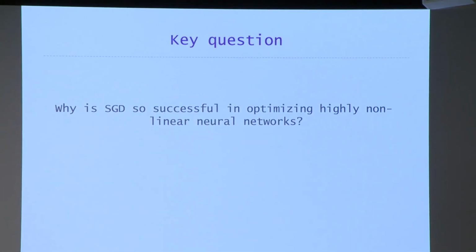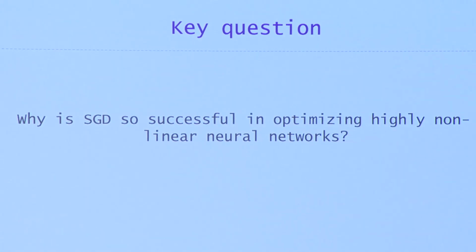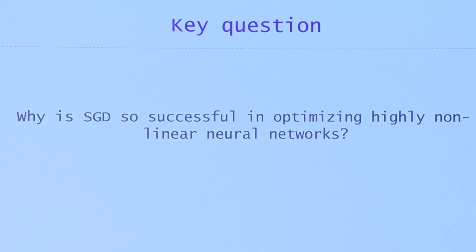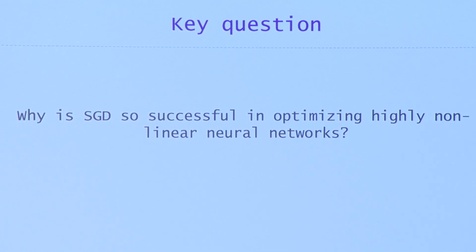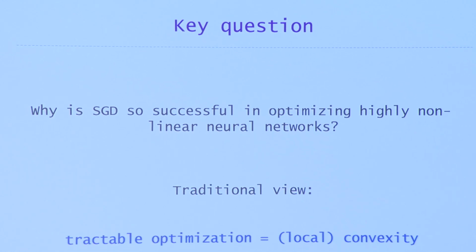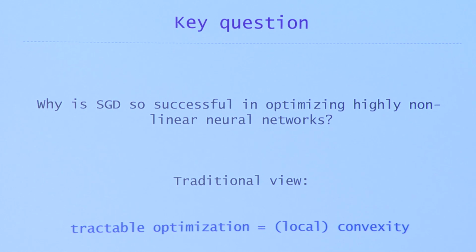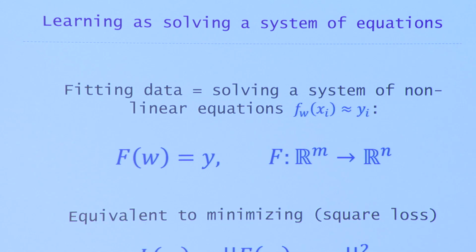The key question has been: why is SGD so successful in optimizing these highly nonlinear networks? That's maybe the first thing I will discuss. It turns out that you can actually understand this, and I think we now understand the answer to a reasonable degree of granularity. The traditional view has been that tractable optimization equals local convexity. My first point is to discuss the Polyak-Lojasiewicz condition as a substitute for convexity, which can be satisfied by these neural networks.